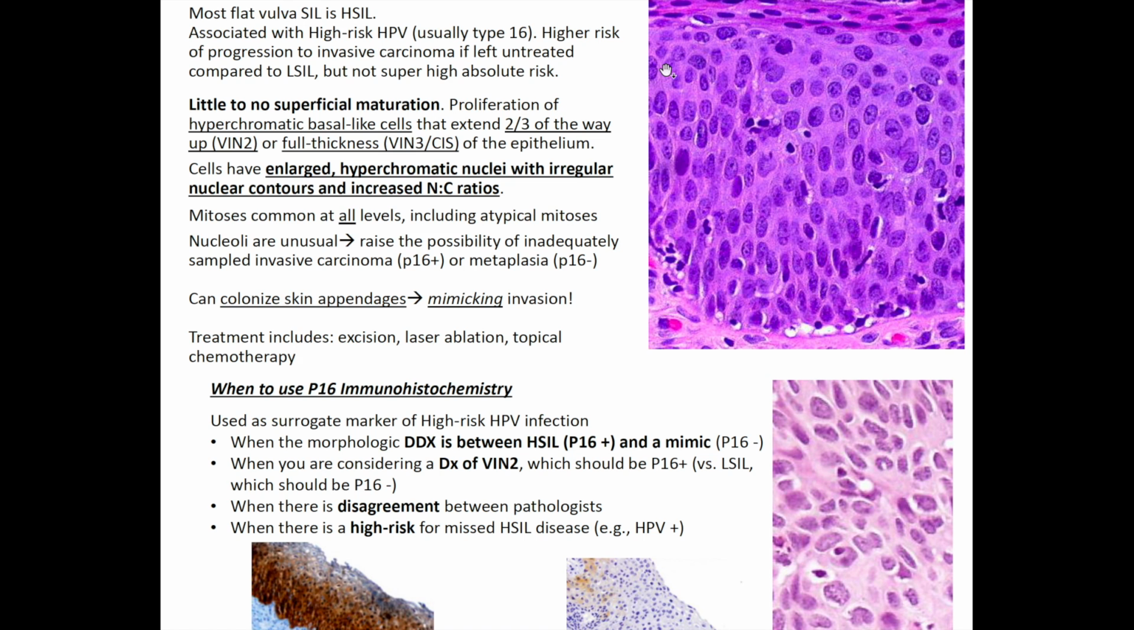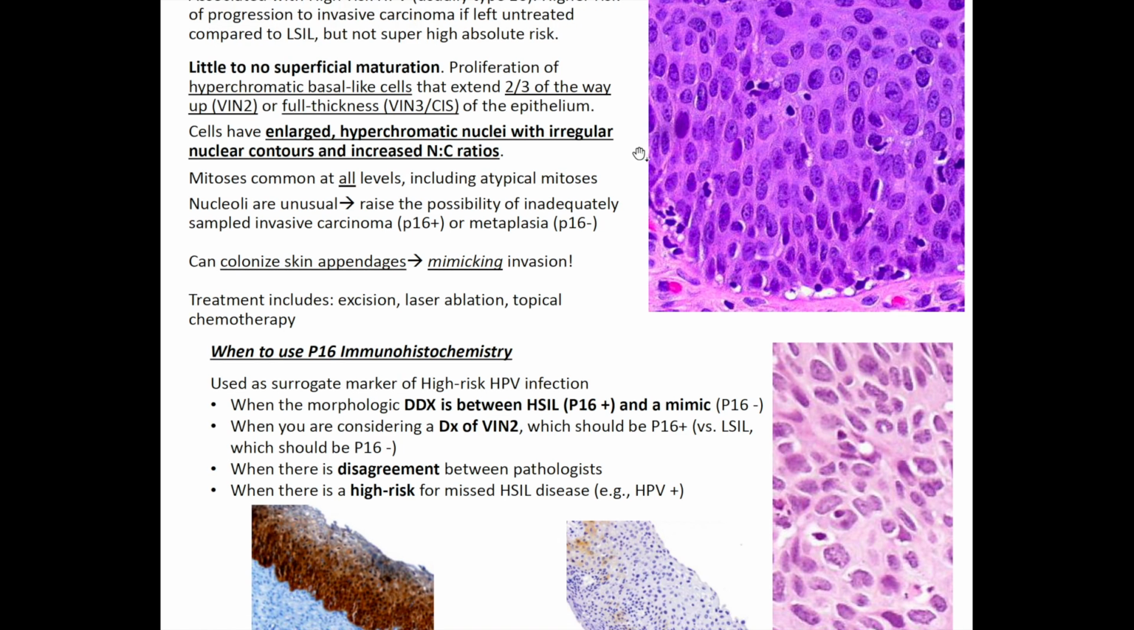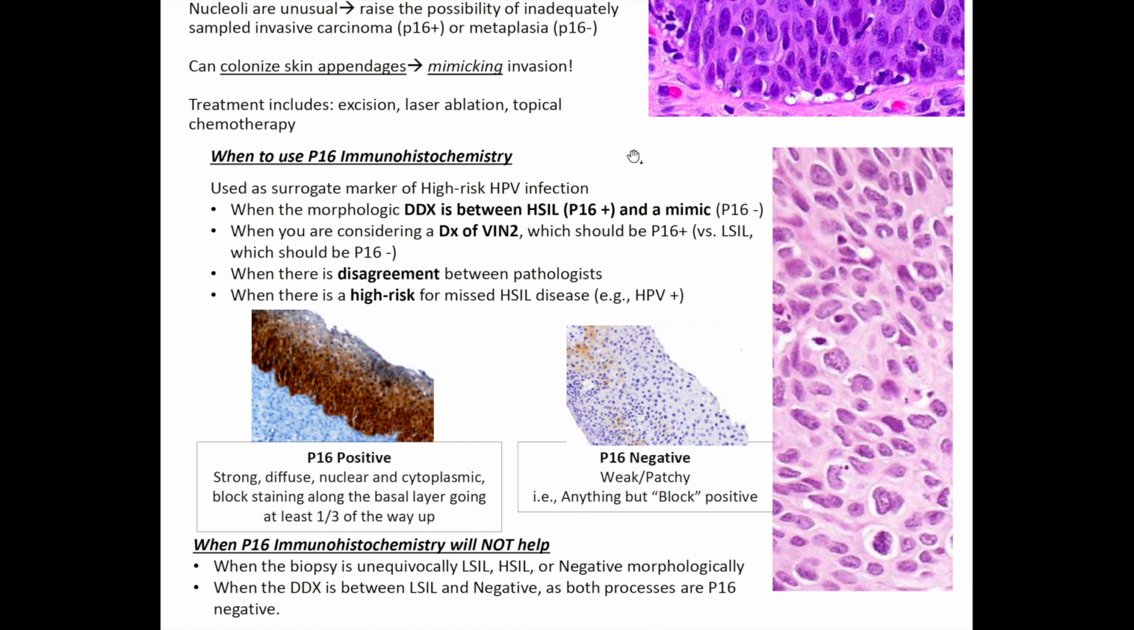Nucleoli are unusual in HSIL and raise the possibility of inadequately sampled invasive carcinoma, which would be P16 positive, or metaplasia if it's P16 negative. So HSIL can colonize skin appendages, mimicking invasion, and treatment includes excision, laser ablation, and topical chemotherapy.